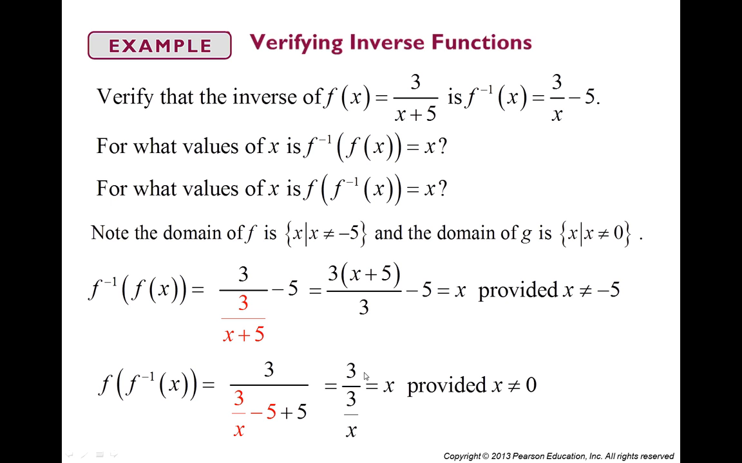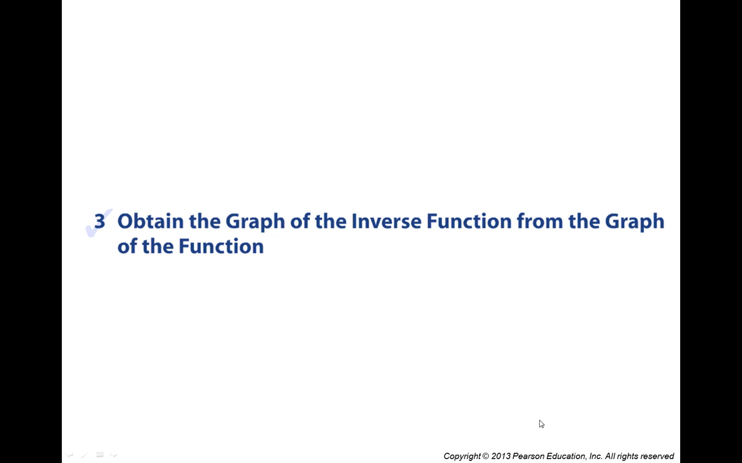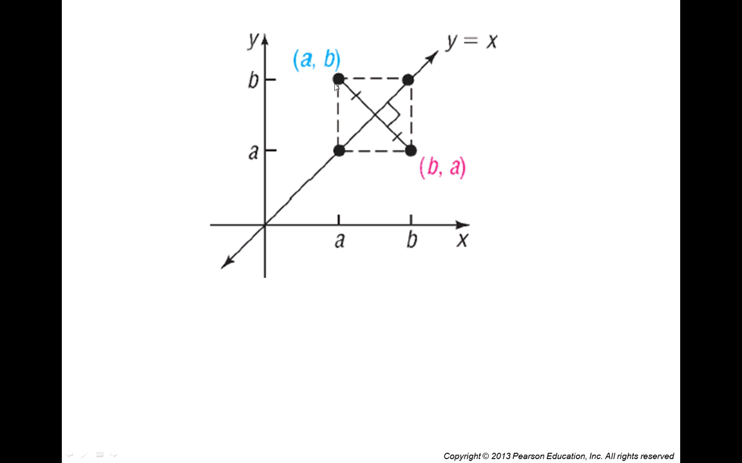And if I multiply by x over 3, the 3's cancel, and I'm left with x, as long as x does not equal 0. Okay, we're going to attain the graph of the inverse function from the graph of the function. And we do that by switching the x and the y coordinates. When we do that, we essentially reflect that coordinate across the line y equals x.